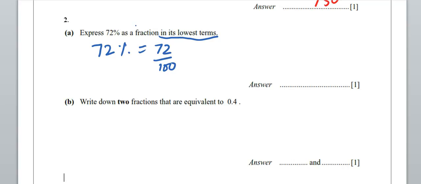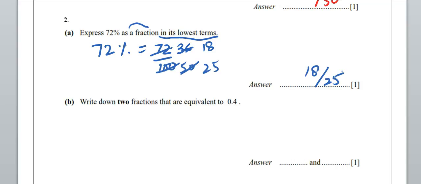And the question is to write the fraction in lowest terms. So we will simplify this problem. 2 3s are 6, 36, and 50. Again, by simplifying we will get 18 and 25. So our answer would be 18 out of 25.